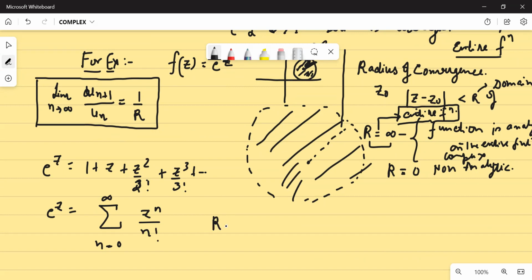So what would be the radius of convergence? The radius of convergence is limit n tends to infinity, I think un upon un plus 1. So if I write un plus 1 upon un, limit n tends to infinity as 1 over r. So I can write r is equal to un upon un plus 1. So what is un here? So you can clearly see your un is 1 upon n factorial. Yes or no?